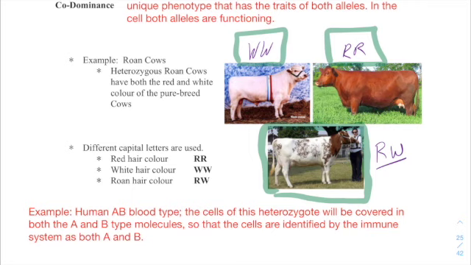So that's a little different from incomplete dominance, where you get a new trait or phenotype that's somewhere in between. In codominance, you have parts of the animal that have both traits, or parts of the cell that have both traits. It can really depend.